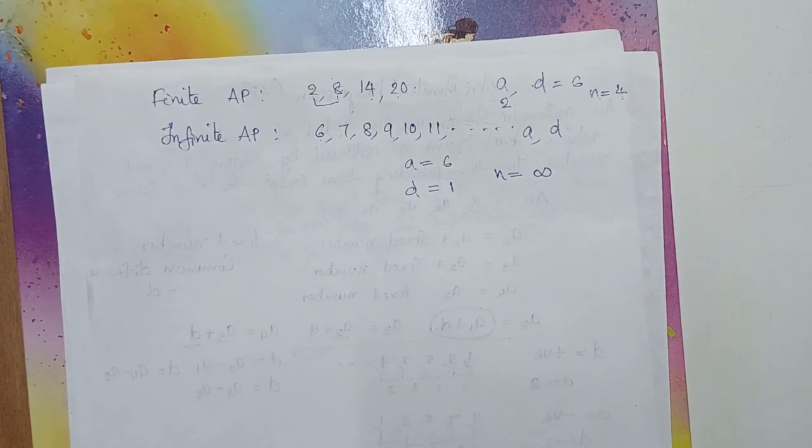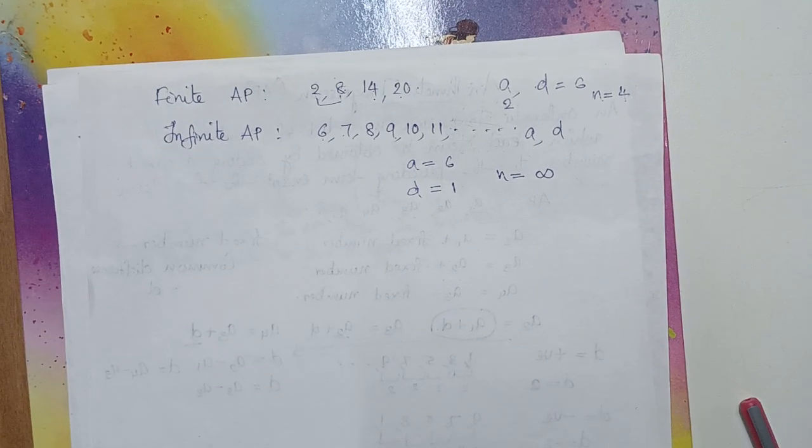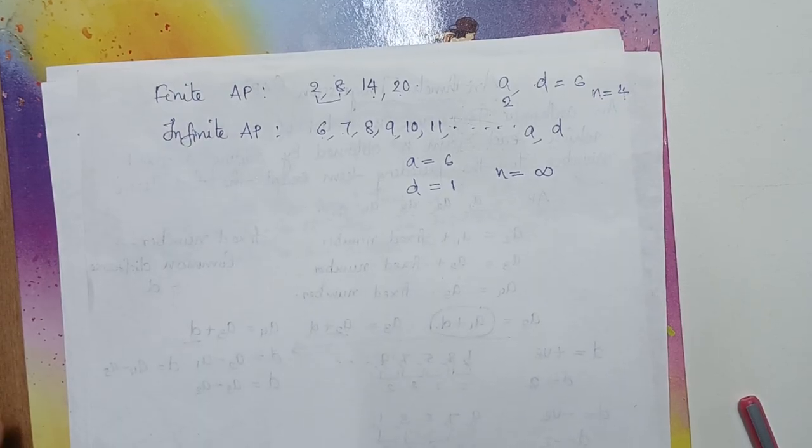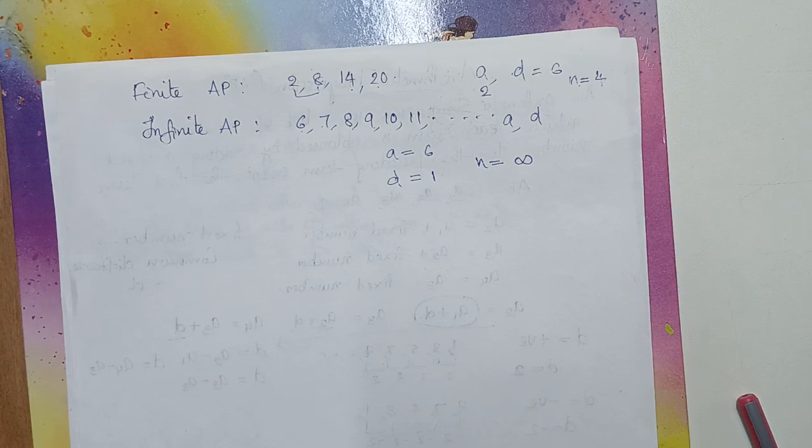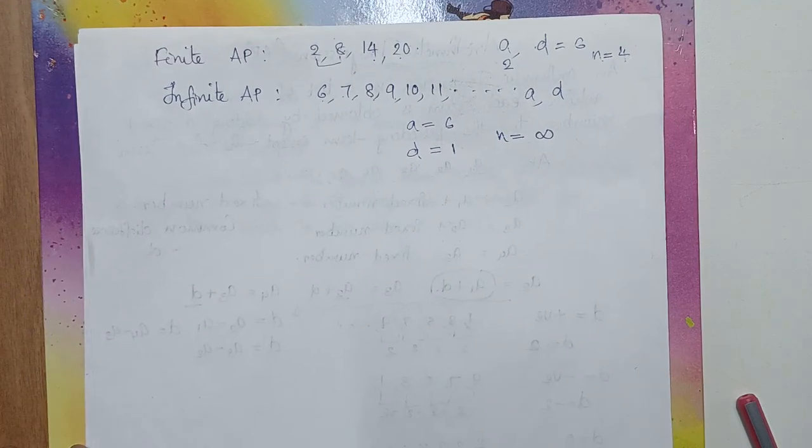Okay, so this was the basics of arithmetic progression, and that's all for this video. In the next class we are going to see how we can find the nth term of an AP and problems related to the nth term, and there we will find different unknown values using the formula for the nth term of an AP. Okay, so that is all for this video.